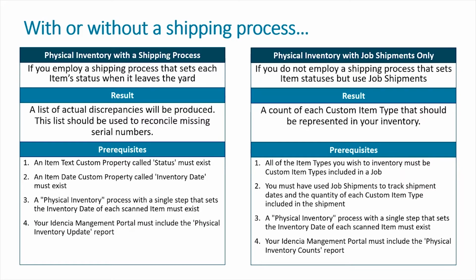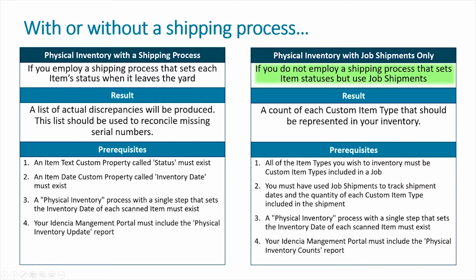The second type of physical inventory is for when you do not set that status. We do have some customers who never set a status on their items, so all items look as if they're in the yard, but they use the job shipments function to track shipments that are delivered and when they're shipped. We'll take a look at that. If you've never used it, you'll get to see that.